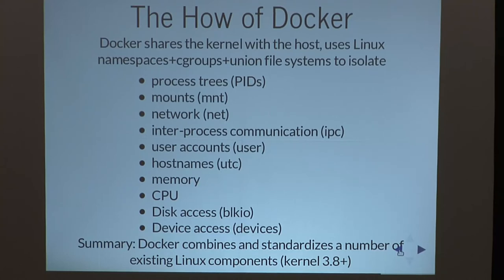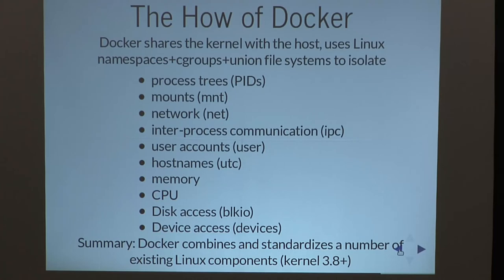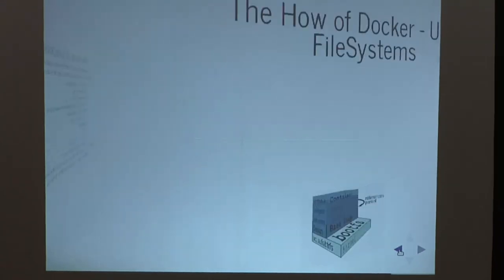So Docker combines and standardizes a number of existing Linux components. Most of them are from Linux Containers, LXC, which is what Docker was originally built off of. LXC has, for the most part, been deprecated in the Docker world for libcontainer, which replaces a lot of LXC. It has direct interaction with the kernel instead of having that middle layer. It's a project that's been split off of Docker, and they're maintaining it as a separate project. Basically, anything with a 3.8 kernel, you can pretty much support.